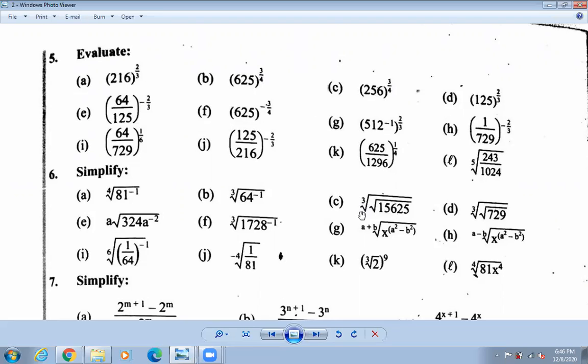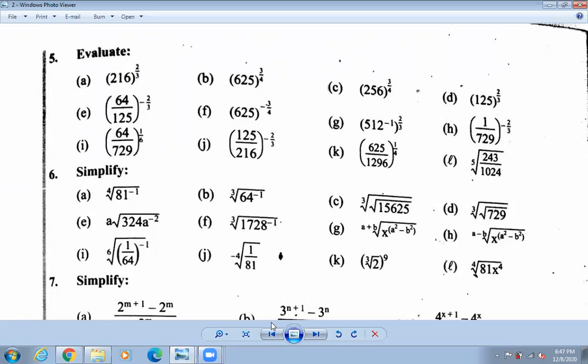Indices means we need to play with powers. Surds means we need to play with the root. The surd chapter we have learned already. Now we are going to play with the powers. So number 5A, 216 power 2 by 3.